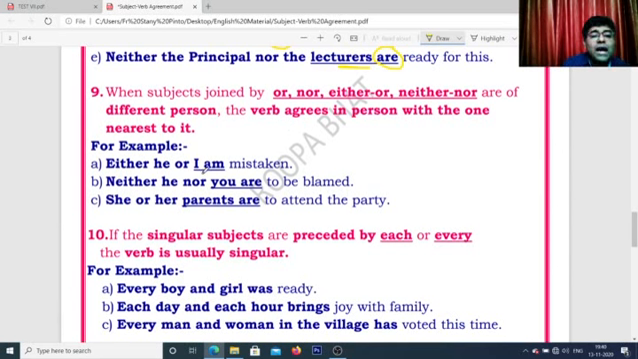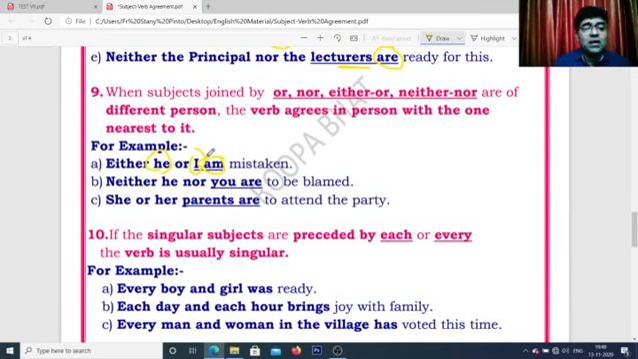Either he or I am mistaken. What is that? When subjects joined by either, or, neither, nor are of different person. Now here you see, this is third person, he, whereas this is first person. The verb agrees in person with the one nearest to it. Now nearest to it is I, first person. So what is the first person's helping verb? It is am. If it was he, then it would have been is. Either I or he is mistaken, or he was mistaken.